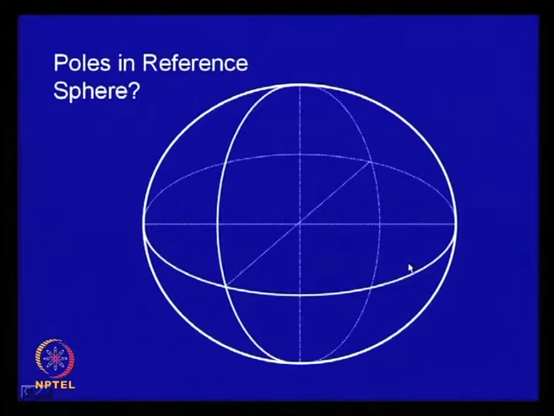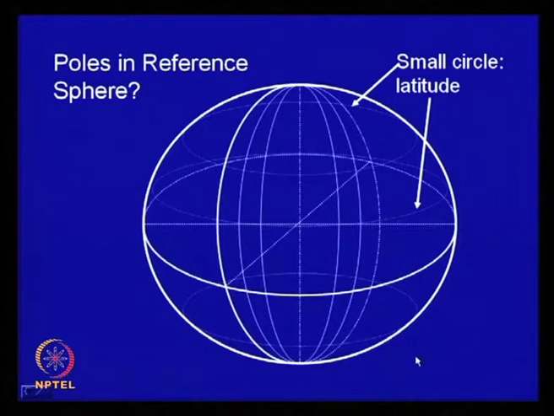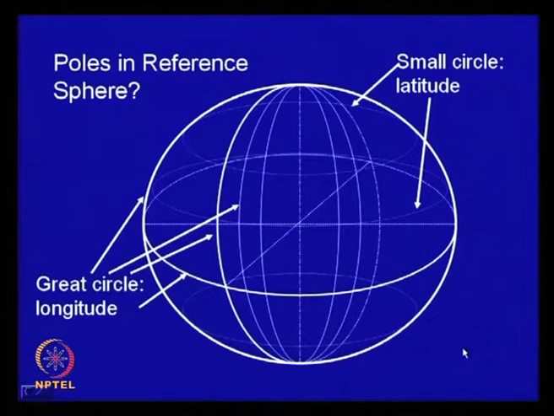Now, poles in a reference sphere. In this reference sphere, we draw certain reference lines or planes. This particular plane is a great circle. We also use a set of small circles which are drawn like this. They are called latitudes, and these are great circles, and we can draw similar great circles at regular intervals. These are all great circles.